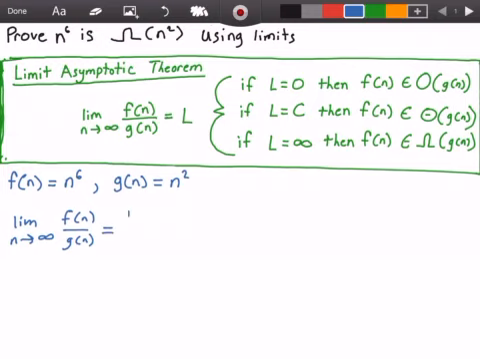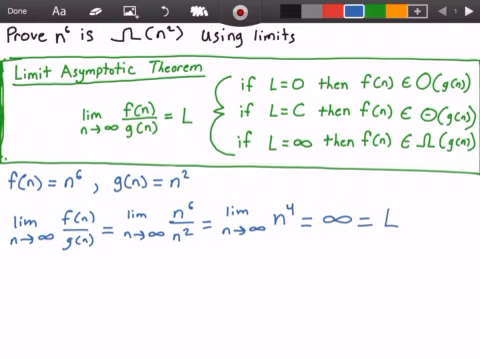So we're going to rewrite this. We're going to have the limit as n approaches infinity of n to the power of 6, because we said f of n was n to the power of 6 and g of n is n squared. All right, so this right here is just equal to the limit as n approaches infinity of n to the power of 6 divided by n to the power of 2, which is n to the power of 4. All right, and this, of course, is equal to infinity, which is our limit L.